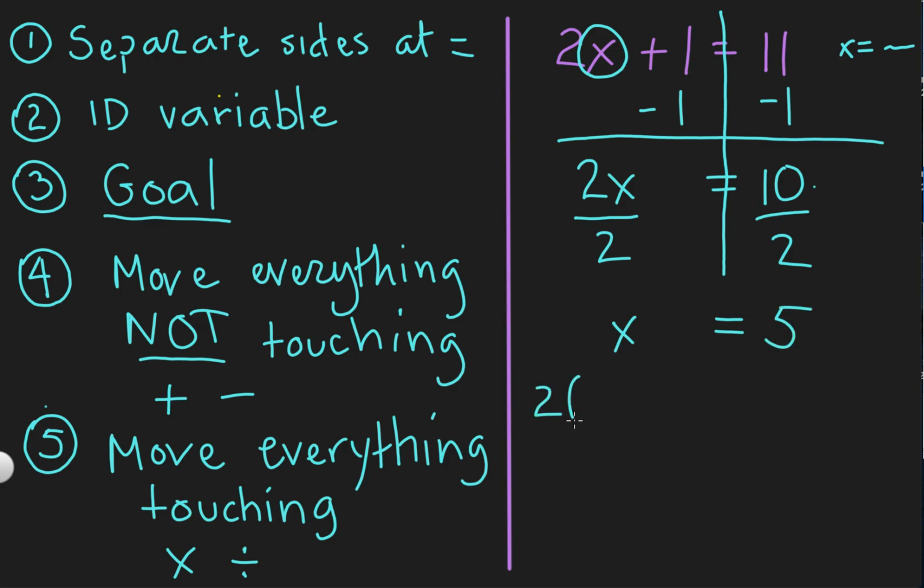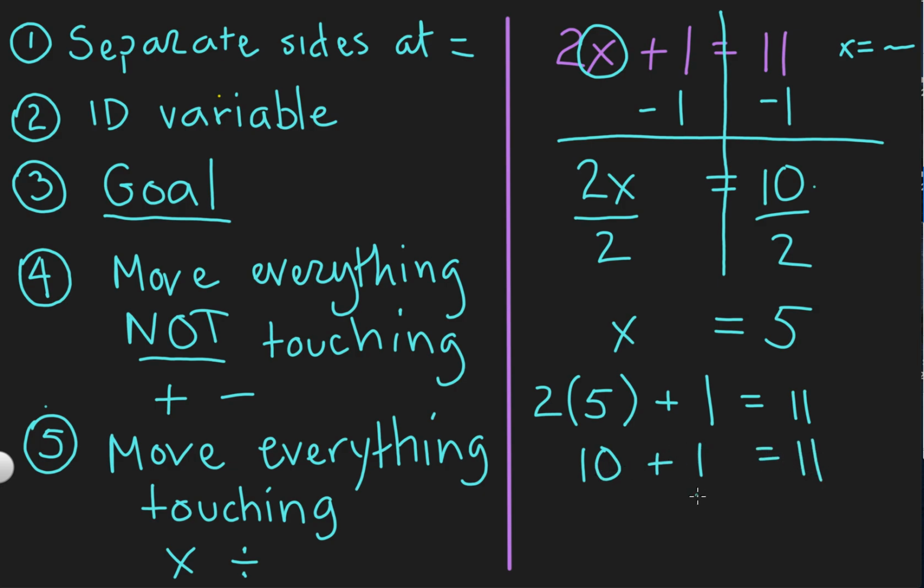Now, checking is important, especially when this is new to us. So we're going to replace the variable with parentheses and dump the value in. Then 2 times 5 is 10.